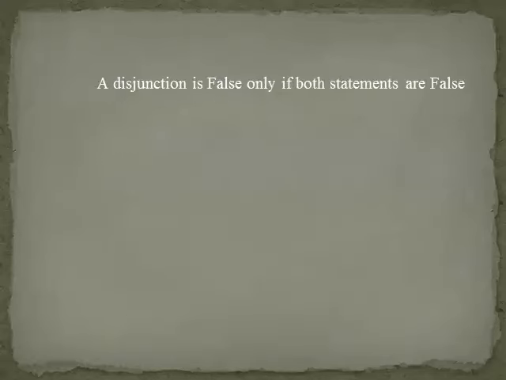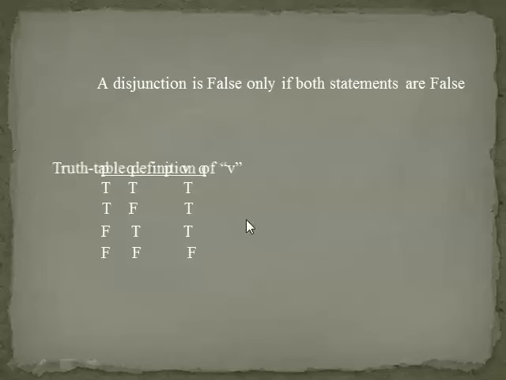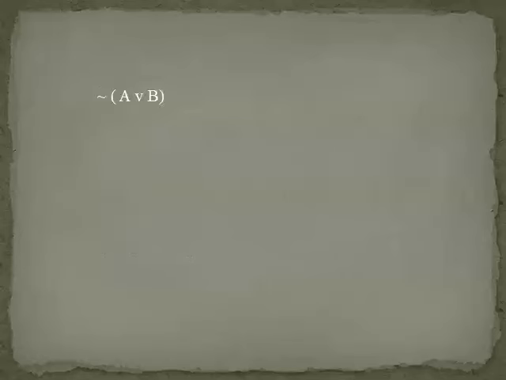Now, a disjunction is false only if both statements are false. That is, as long as one of them is true, the claim that either-or is going to be a true claim. So if they're both true, then the disjunction of the two statements is true. And as long as one of them is true, the disjunction of them is still true. Again, the order doesn't matter. As long as one is true, the statement is true. But if both are false, then the claim that either one or the other is true is wrong, or false. That's the truth table definition of the wedge.